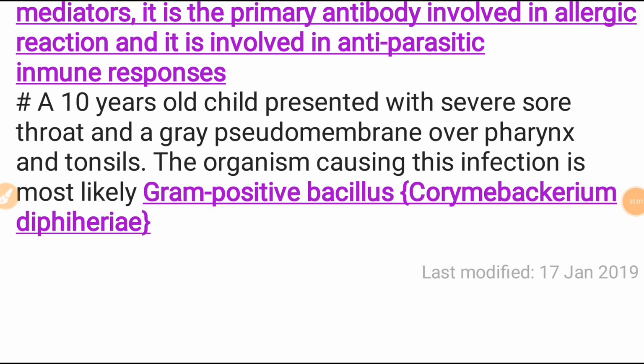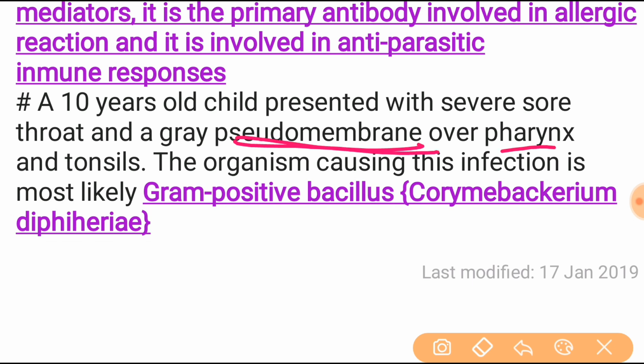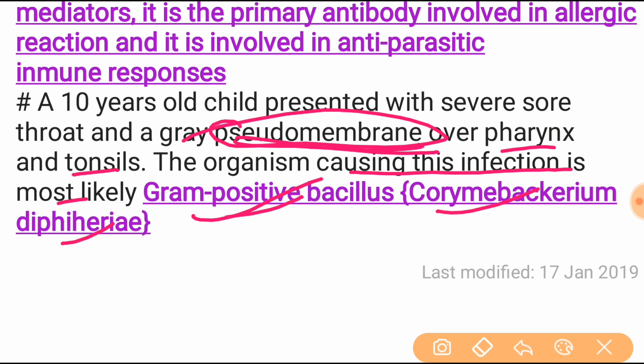Next is a question about a 10-year-old child presenting with a severe sore throat and pseudomembrane over the larynx. The pseudomembrane over the pharynx and tonsil is the important point. The organism causing this infection is most likely a gram-positive bacillus. I have already told about the pseudomembrane caused by Corynebacterium diphtheriae, and pseudomembrane is also caused by some others. I will upload that video on medicine and pharmacology.